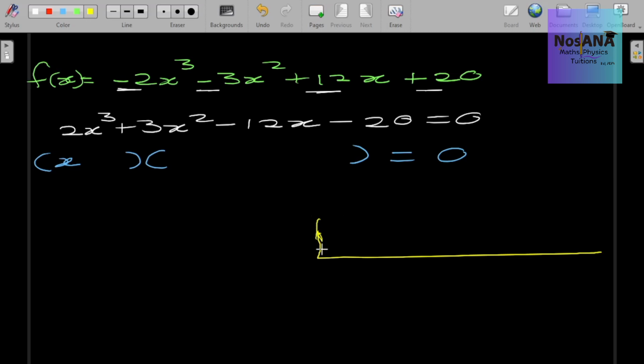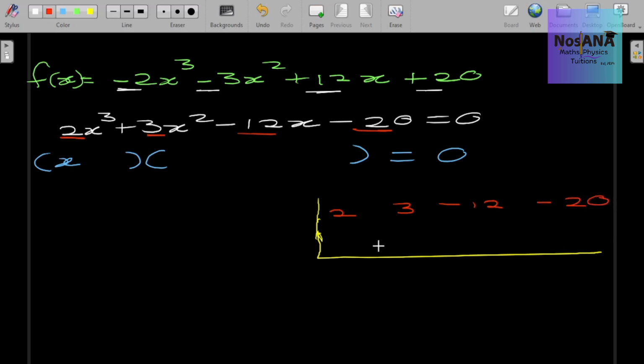Before you do anything else, you are going to put all your coefficients over here. So what do I mean? In this case, you're not going to put minus 2. You're going to put your 2, you will put your 3, and your minus 12 and your minus 20. Let me show you: 2 here, 3, minus 12 and minus 20, right?